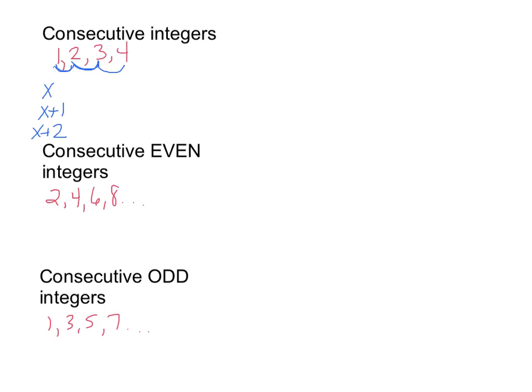And you could go x plus 3, x plus 4, x plus 5, just depends on how many integers they're talking about. So when they talk about consecutive integers, you're going to use an x, and then an x plus 1, and the one after that would be x plus 2, and after that would be x plus 3, and so forth, for however many integers they want you to use.